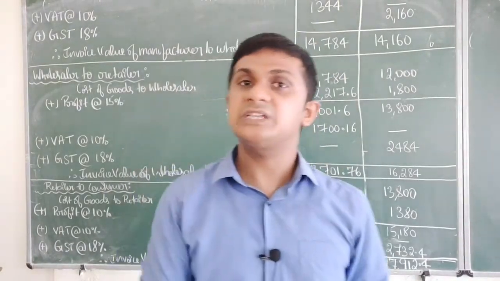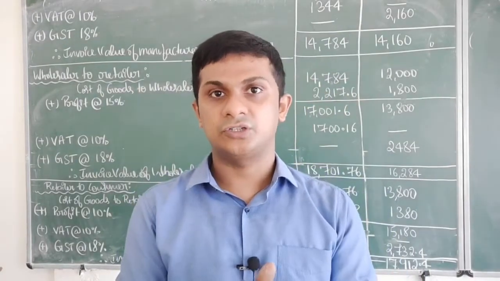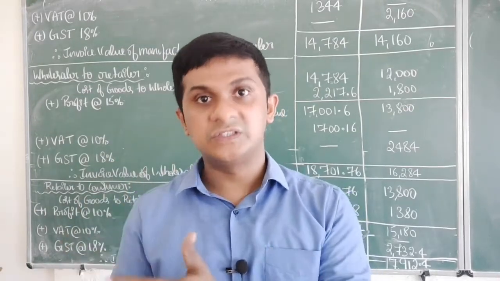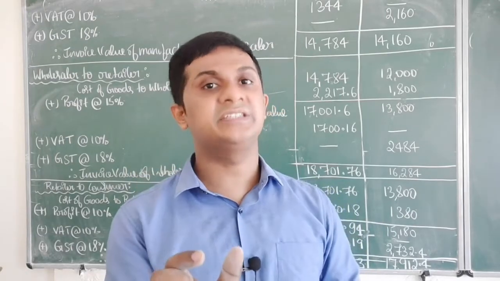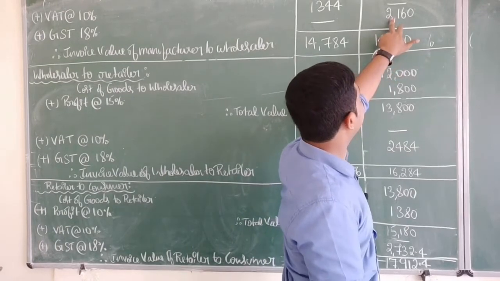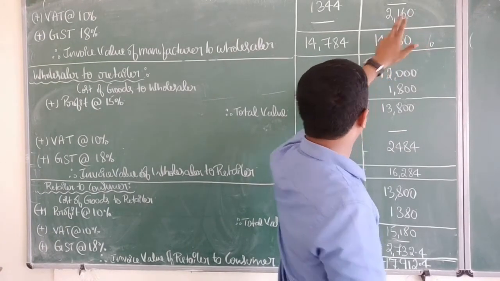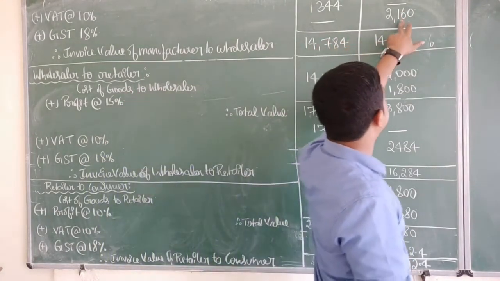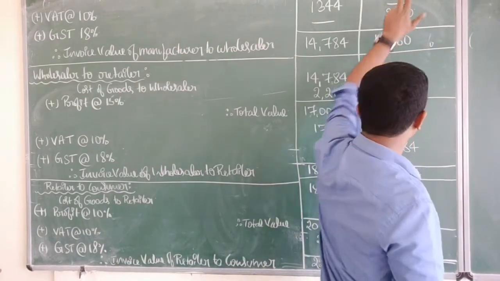But in the case of GST, that is after the introduction of GST, when we are calculating the cost for the wholesaler or for the retailer, we consider the cost excluding GST. So this value 14,160 includes a GST of 2,160. When we are calculating the cost of goods to the wholesaler, we have to exclude this GST component. Nothing but we have to take this value 12,000.